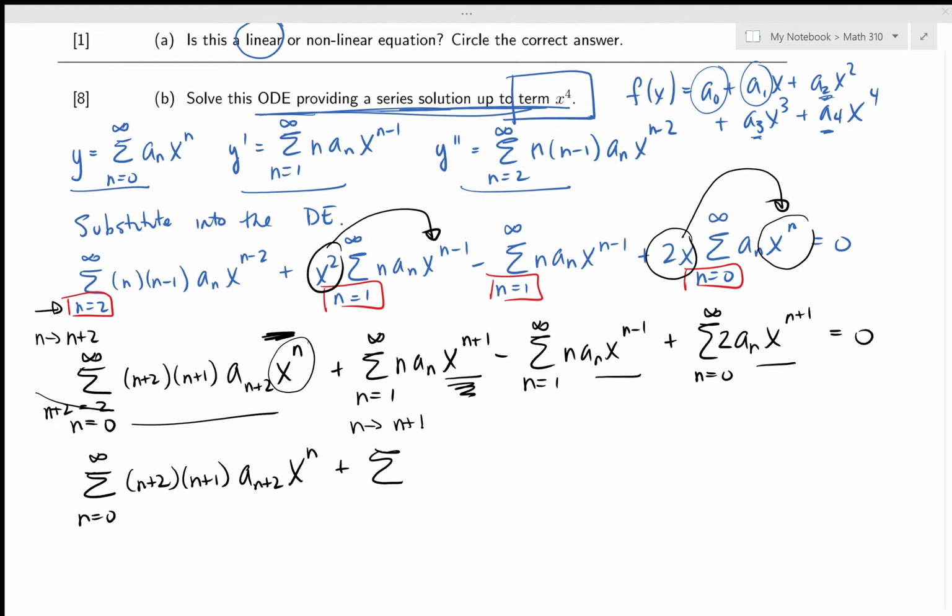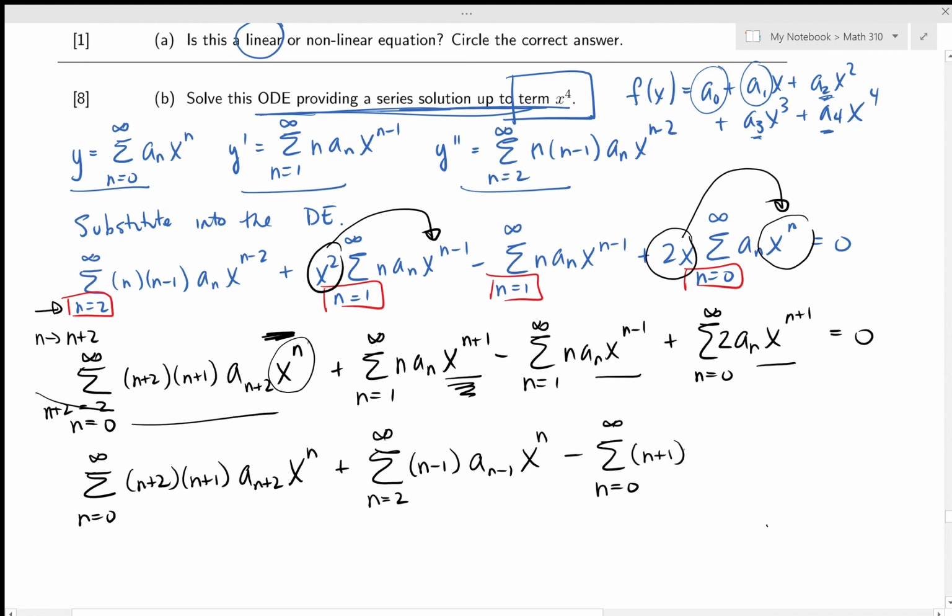So this one here is going to become n equals 2 to infinity. This will be n minus 1, a to the n minus 1, and then this will be x to the n. Similarly, this one here is going to be n equals 0 to infinity of n plus 1, a to the n plus 1, x to the n. You can see that I moved in opposite directions. Make sure you see how this one has gone from 1 to 2, and this one has gone from 1 to 0.